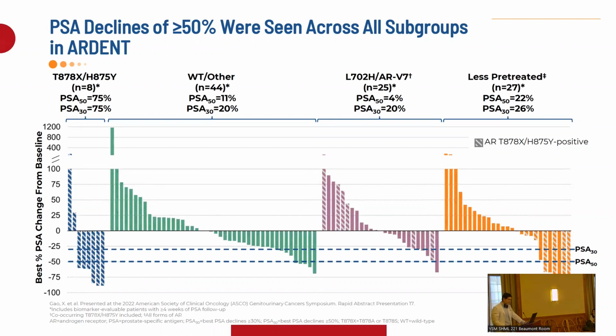And lastly, with patients who have only received 1 line of novel hormonal treatment before initiating ARV-110, the PSA 50 was 22%. But as you guys can see, most of these people who had a positive response to this drug also harbor the more sensitive genotype to this drug.